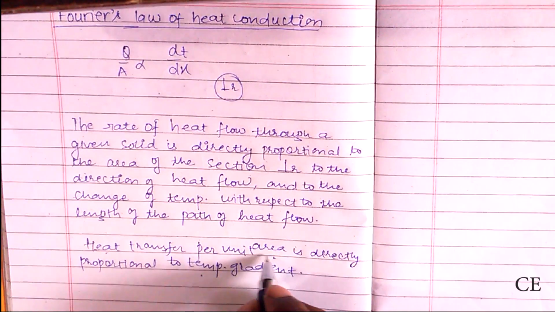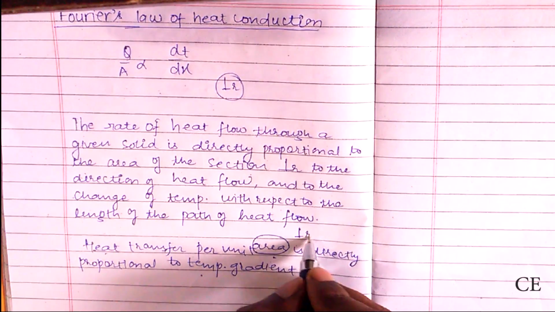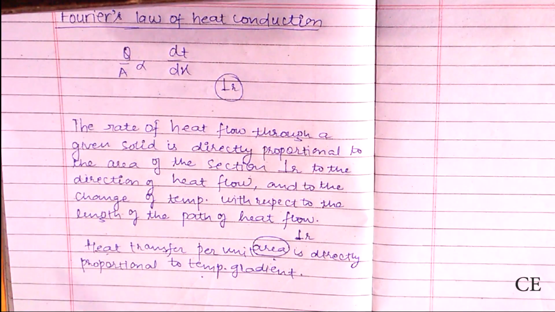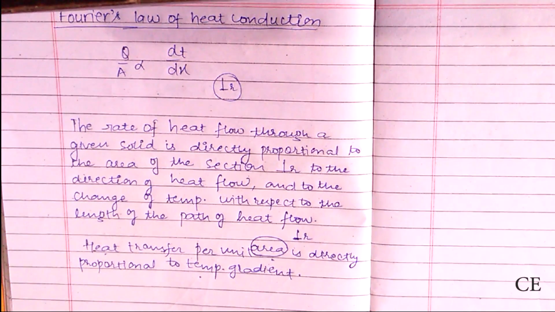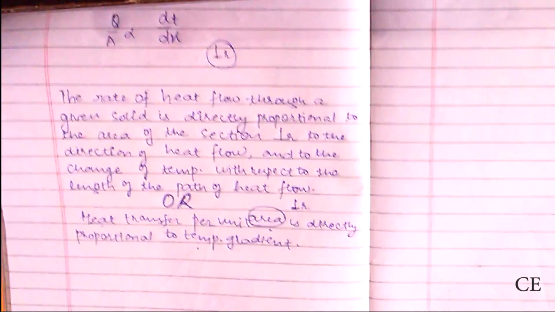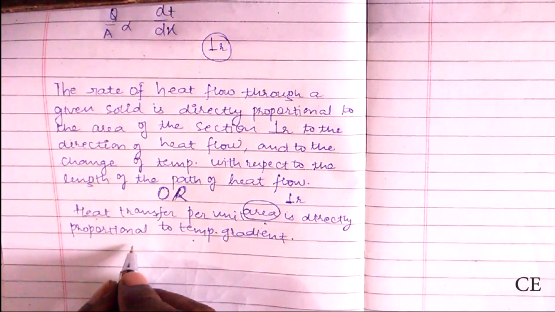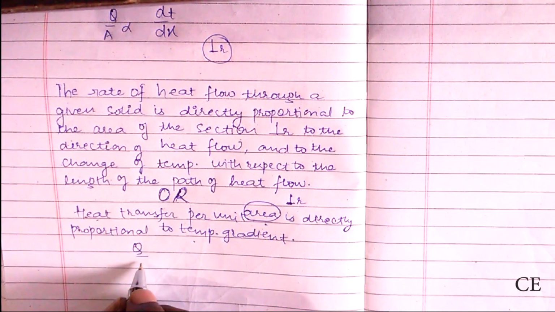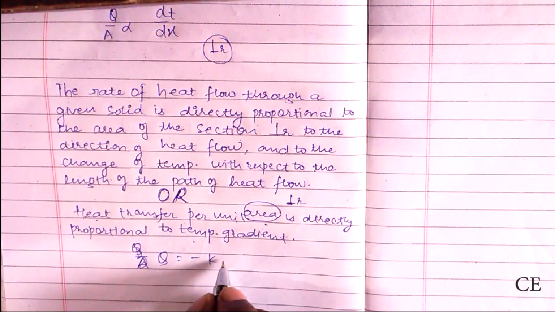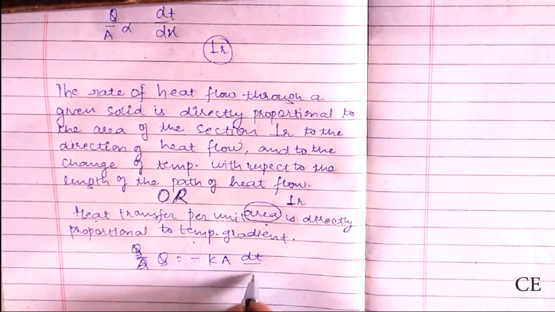One thing you have to keep in mind is that the area is always perpendicular to the direction of heat flow. It will be very helpful in numericals as well, because most of the questions do use the areas, so you have to find them out in questions. Now when the sign of proportionality is removed, we obtain the equation Q is equal to minus K A dT over dx.